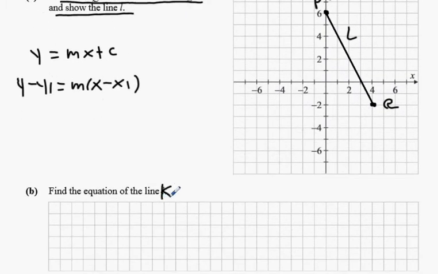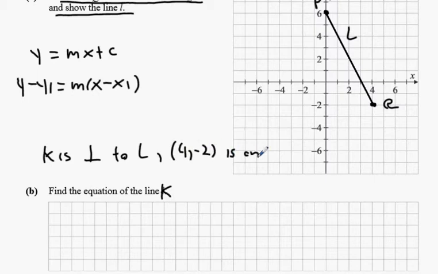Yeah, okay. And does it say K is perpendicular to it? Okay, so K is perpendicular to L and hits L at what point? It gives you a point on the line, doesn't it? (4, -2) is on it. Is that right? Okay, so we're talking about the equation of a line. 9 times out of 10, you're using y minus y1 equals m(x minus x1).